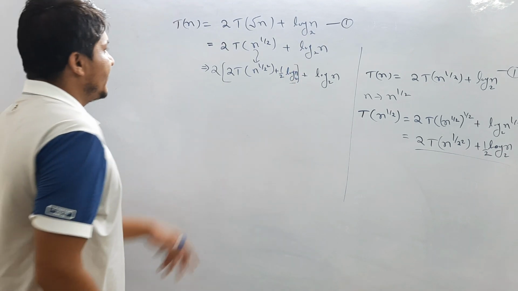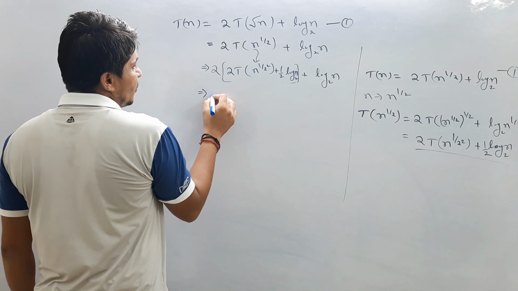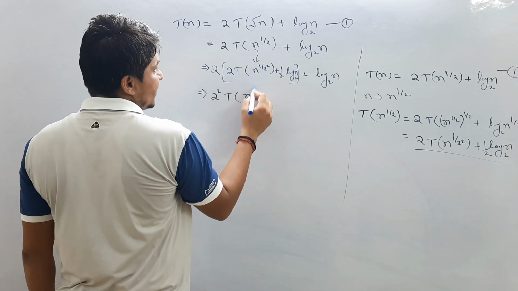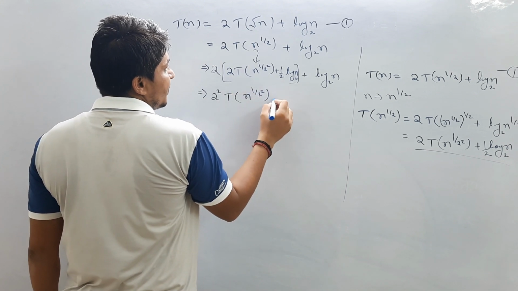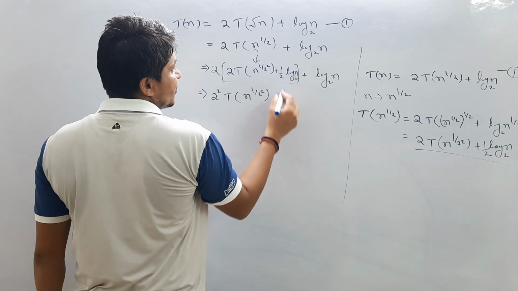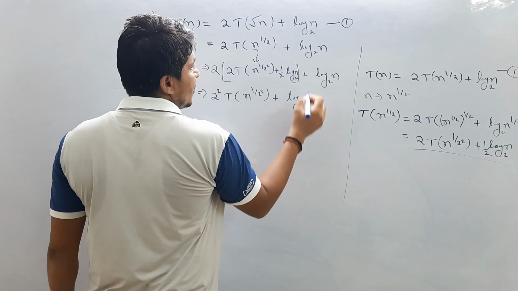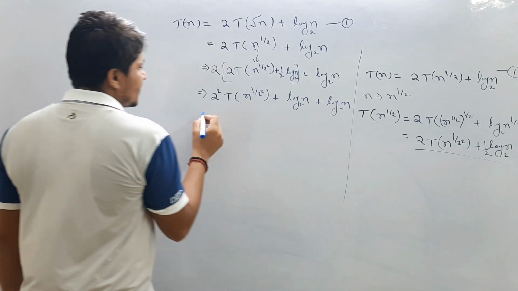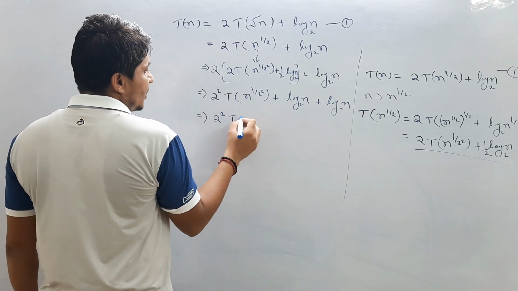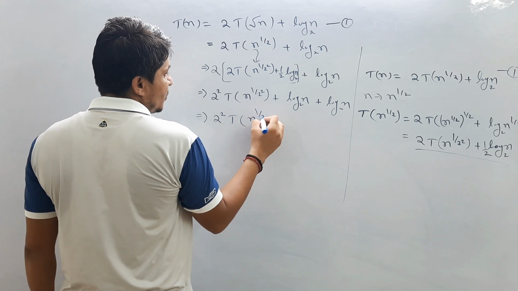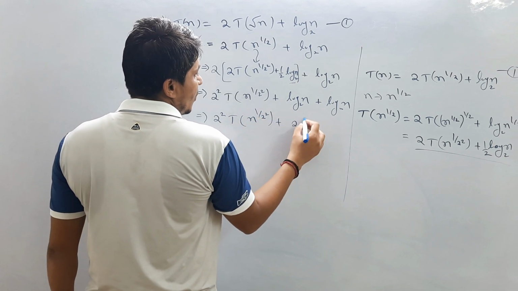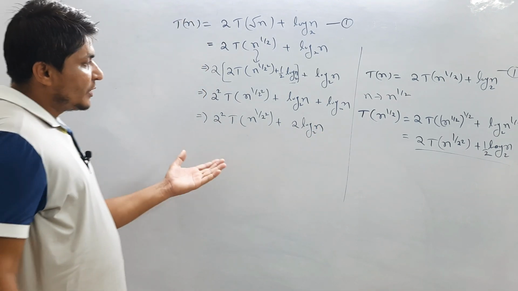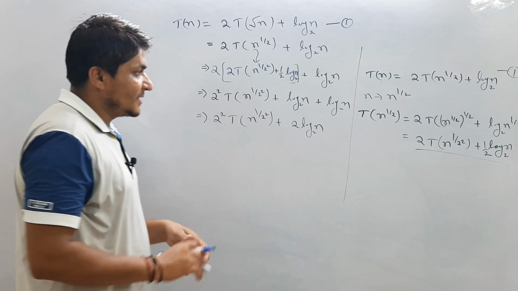So let us simplify. It is going to be ultimately 2 square T of n raised to power 1 upon 2 square plus, if you multiply this, log n, and plus this log n. If you further simplify, it is going to be 2 square T of n raised to power 1 upon 2 square plus 2 log n. Let us see, I am not able to understand yet what series I am getting in this question.